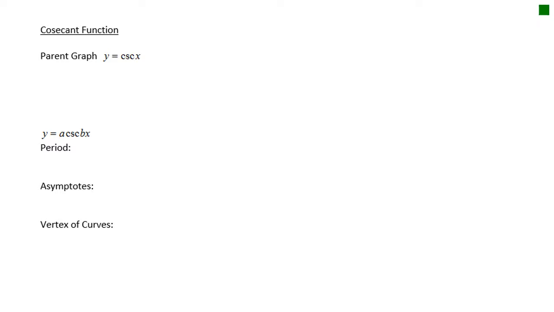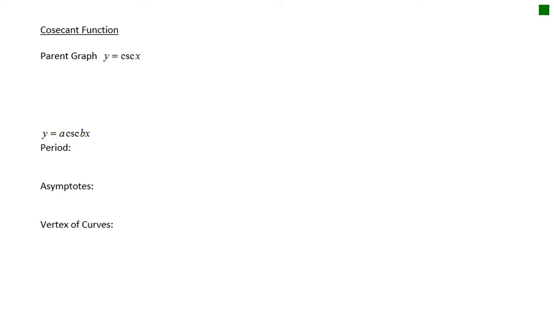Now we're going to graph the reciprocal functions of cosecant, secant, and cotangent. One thing that's helpful when we graph these is to remember that cosecant is the reciprocal of sine, secant is the reciprocal of cosine, and cotangent is the reciprocal of tangent. So we're going to use that to our benefit to graph these functions.